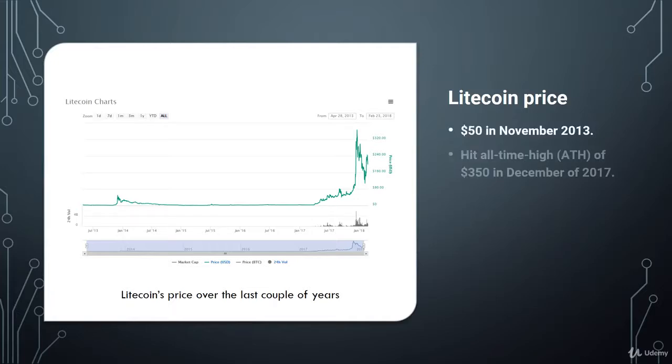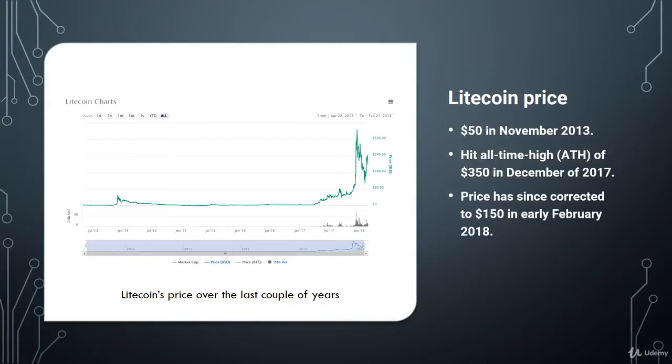Then it slowly went down to $3 in price, which it stayed at until April of 2017, which is when the price really started to take off. Then, the price of Litecoin hit an all-time high of around $350 in late December of 2017. Obviously, the price hit an unsustainable high at that point, and eventually corrected to around $150 in February of 2018.